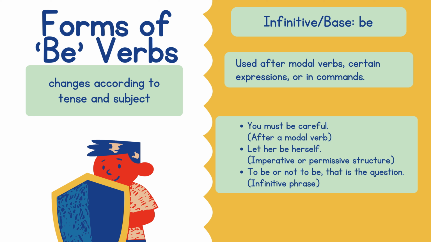3. In infinitive phrases. The infinitive form is also used in phrases, often to express a choice or philosophical statement. Example: To be or not to be, that is the question. Here, to be is part of an infinitive phrase expressing an existential dilemma. The infinitive form, be, helps form a wide range of expressions, from commands to existential reflections.